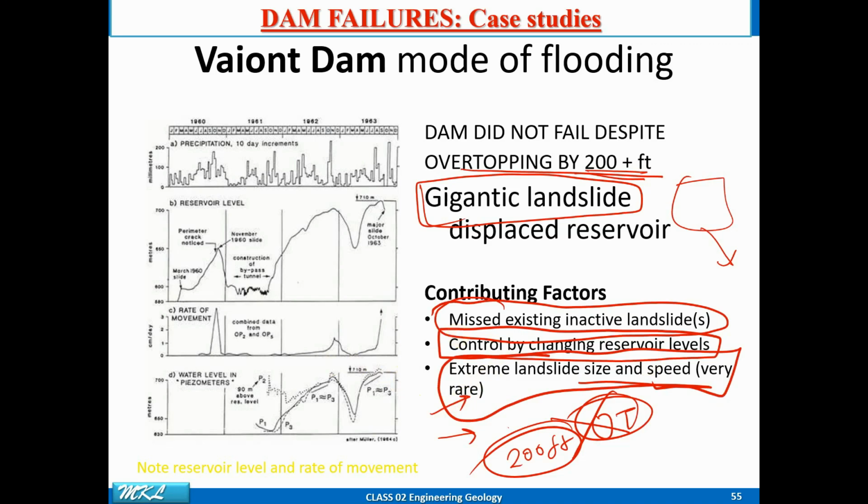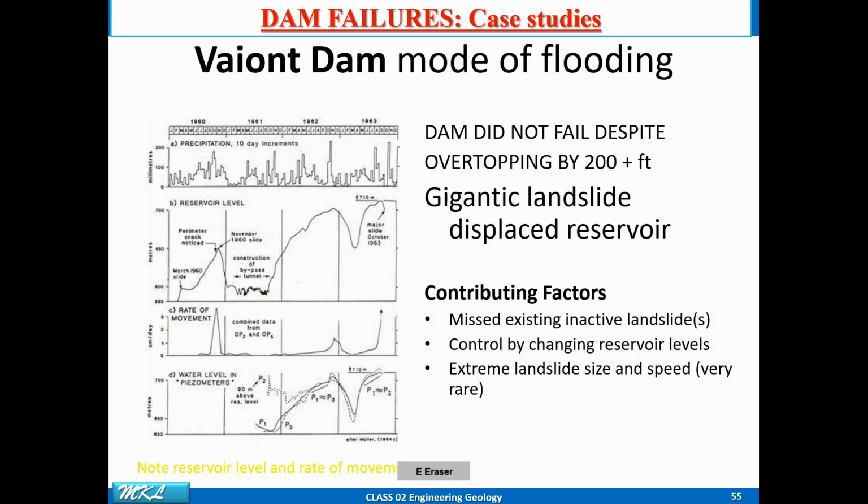Overtopping was happening, yet the dam was still controlling it, but it couldn't control it when a gigantic landslide displaced the reservoir. So that's the main reason for the Vajont dam failure. And 2,500 people died like this.